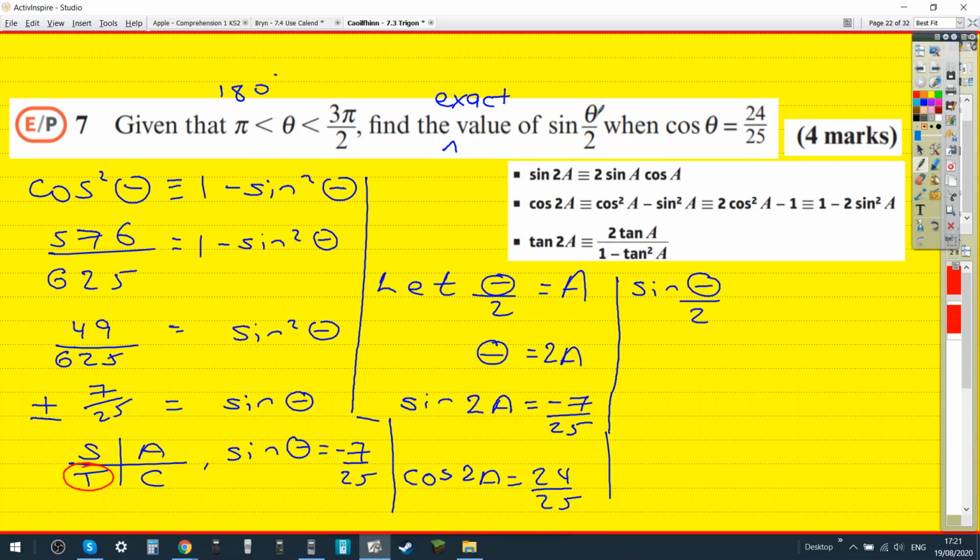So big picture, we want sine theta over 2. Sine theta over 2 is sine A. We're just making our lives a bit easier so there's no fraction. How can we get something to do with sine A? So we have sine 2A, not sine A. Can you divide both sides by 2? Well, no, because it's attached to the A. What is sine 2A identical to? 2 sine A cos A.